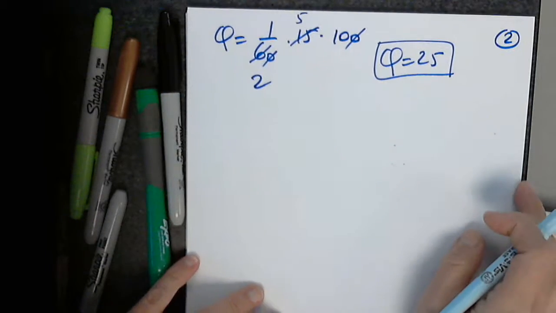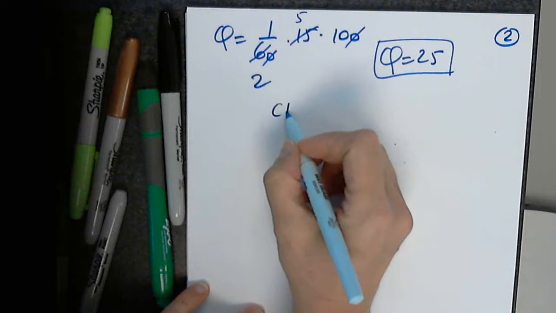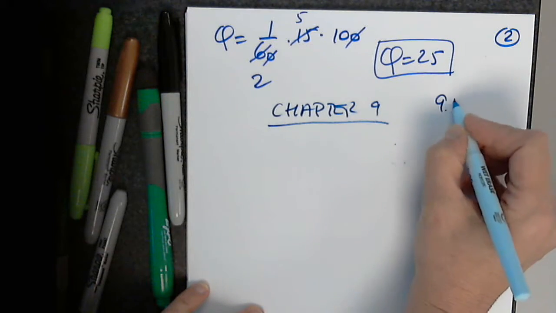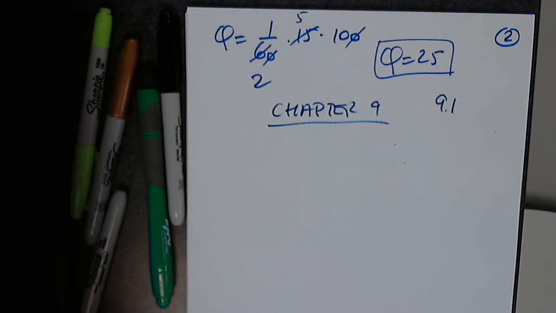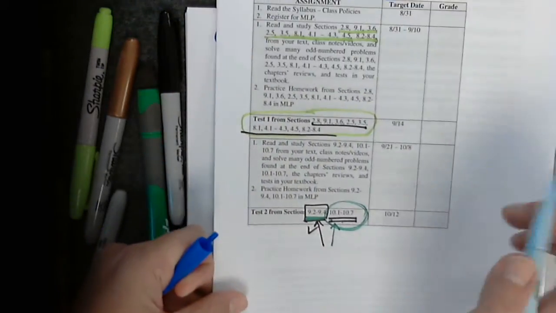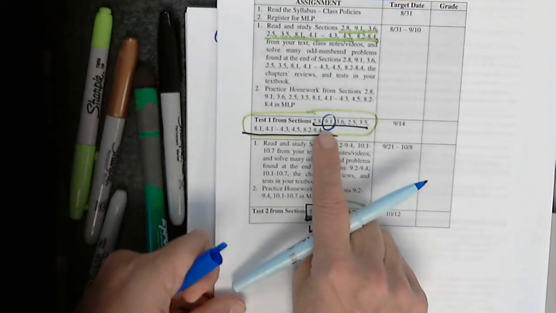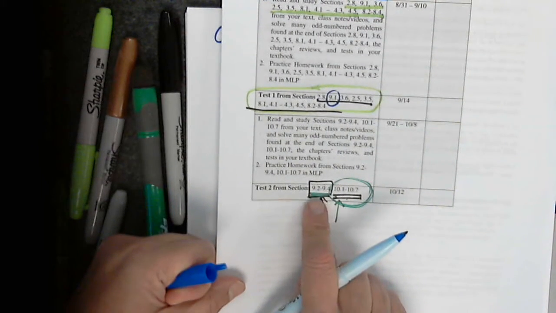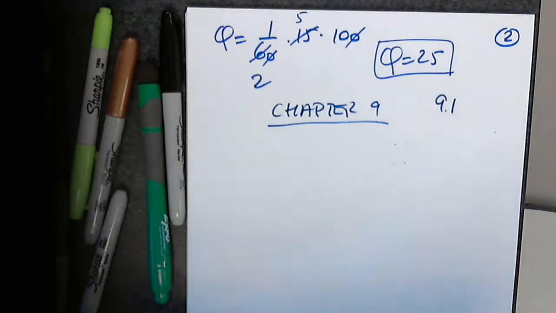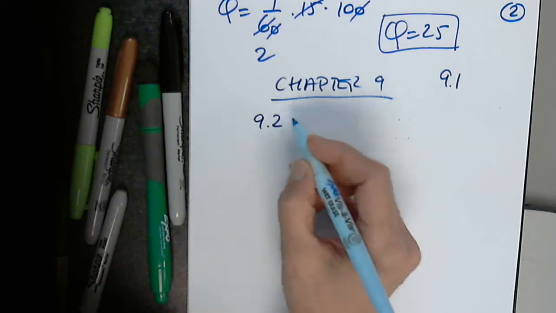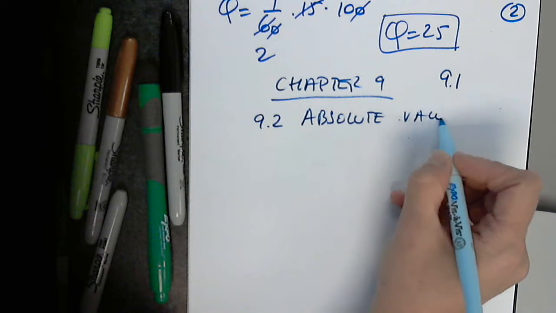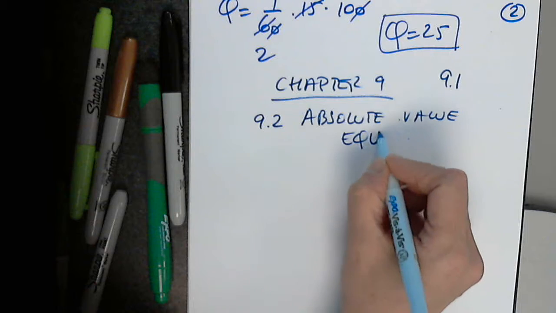Okay, so we are going back to chapter 9. We did finish 9.1, if you remember. Let me show you. 9.1 was right here. Here it is, 9.1. But now we have to cover the rest of the 3 sections in chapter 9. So 9.2 through 9.4. Section 9.2 deals with absolute value equations.